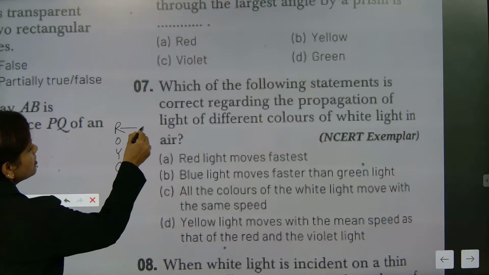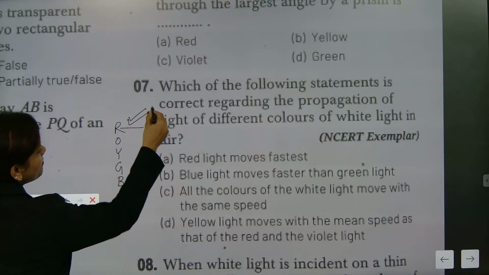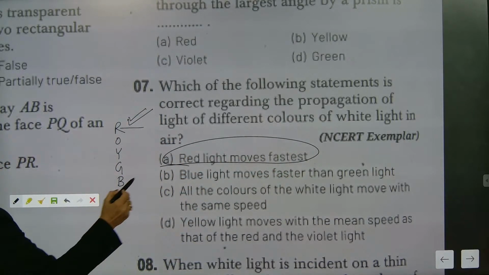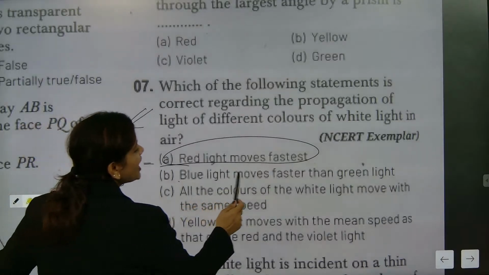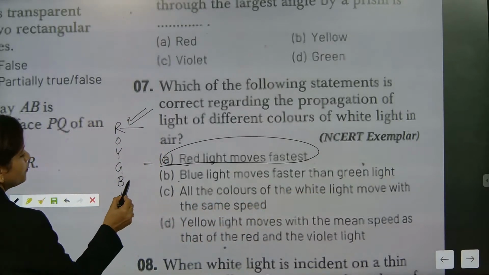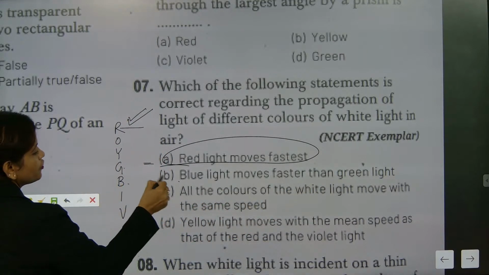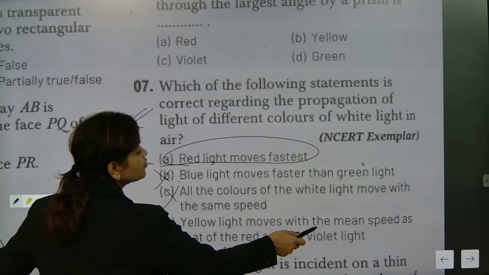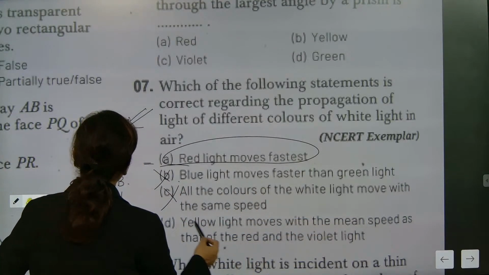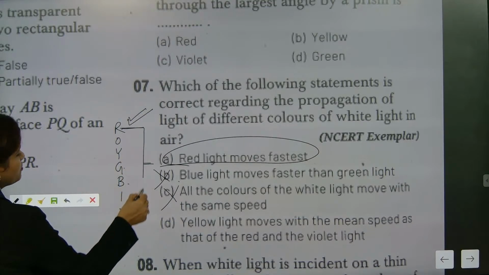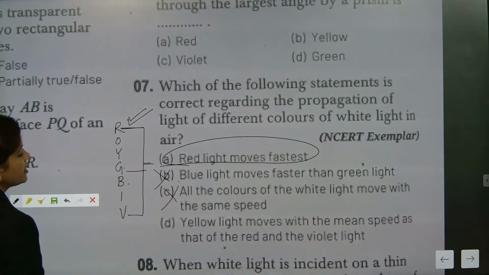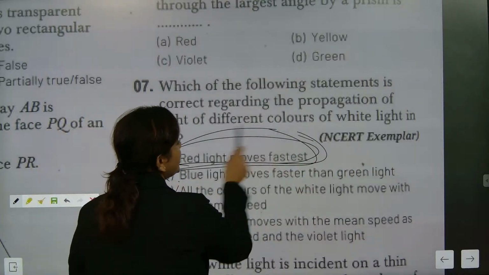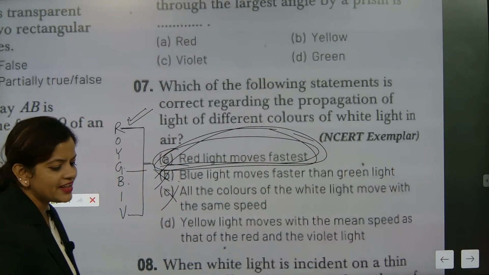VIBGYOR. Red has maximum wavelength, maximum speed. So red light moves fastest. This is a correct statement. Blue light moves faster than green? Blue light moves slower than green. So false. All the colors of white light move at the same speed, this is false. Yellow light moves with the mean speed of red and violet? The middle of red and violet is not yellow, it is green. Understood? So all the other statements are wrong, only A is correct. You need to solve like this.